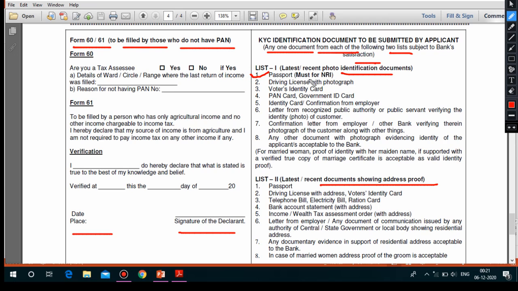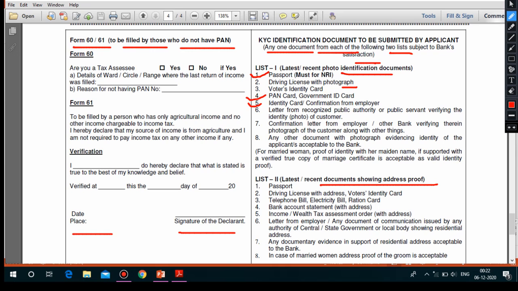PAN card, which is compulsory for an NRI account holder. Then driving license with photograph, voter ID, government ID, ID card of the employer, letter from a recognized public authority, confirmation letter from an employer or any other bank, or any other document with photograph evidencing the identity of the applicant acceptable to the bank. So it is important to submit any one of these documents to the bank. Why is it important? Because the bank wants to know whether the customer is real, identifiable, or fraud. So it is important to submit any one document to the bank while opening a saving account or any deposit account.